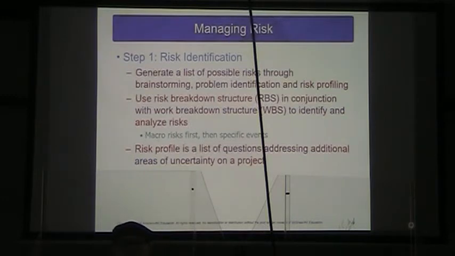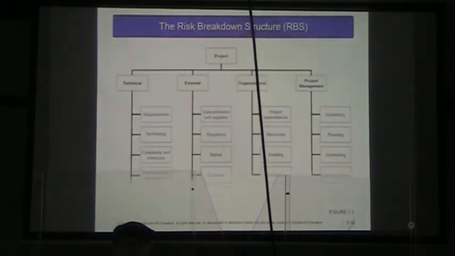All right, so we think about those big macro risks first that affect the whole project, and then we start thinking about specific events, our individual work packages. So, our risk profile is going to be a list of questions that address other areas of uncertainty in a project.